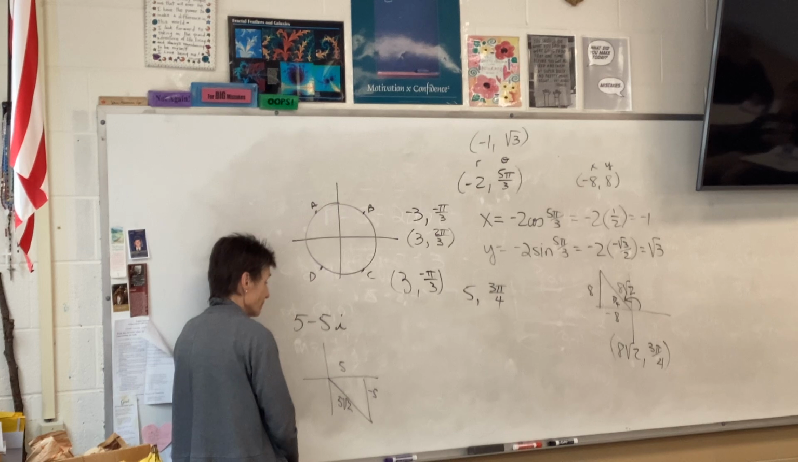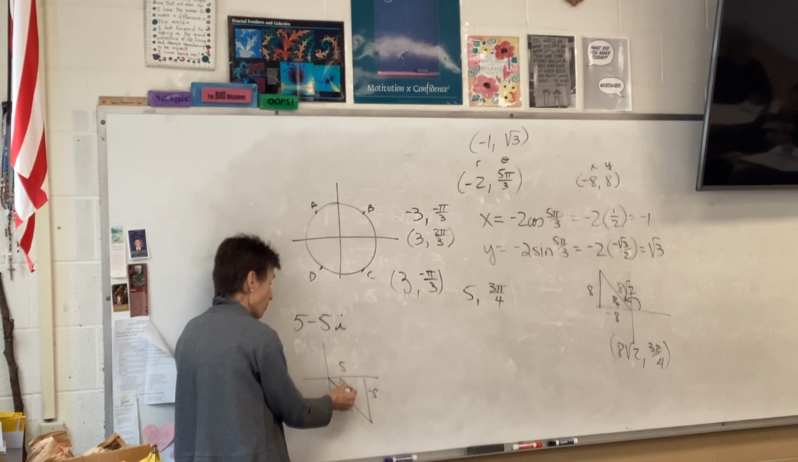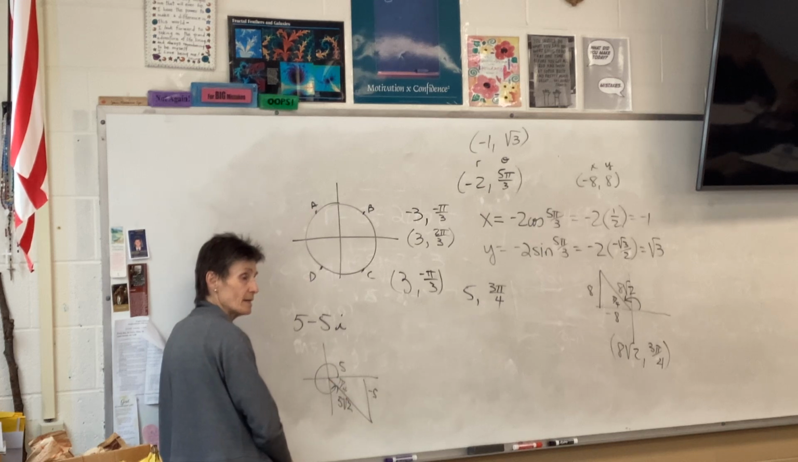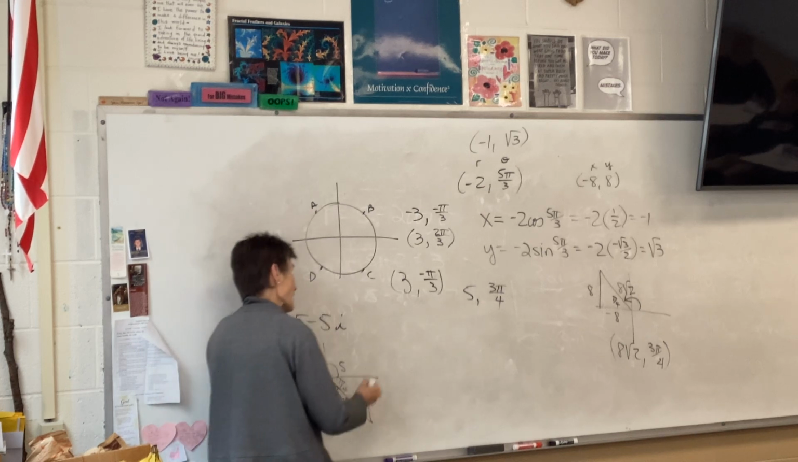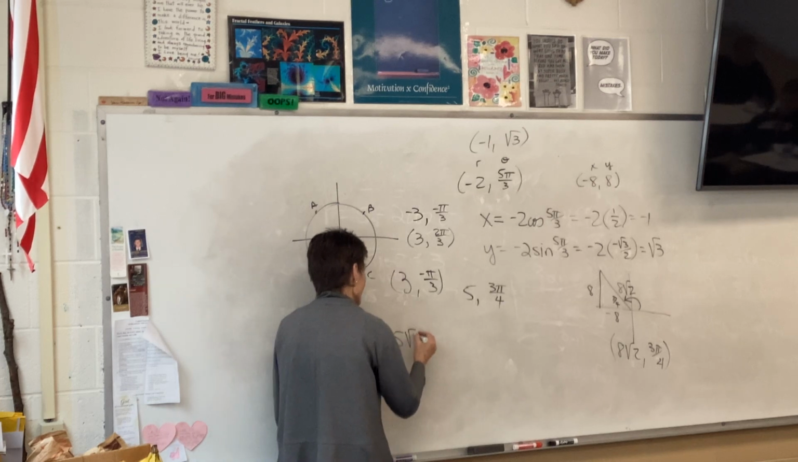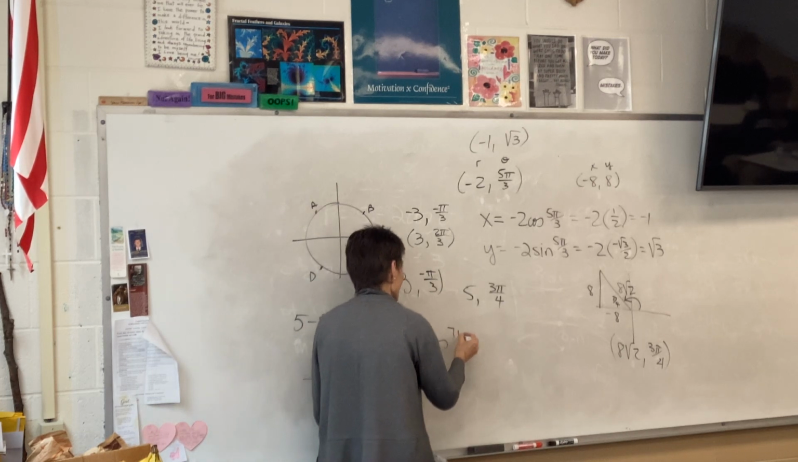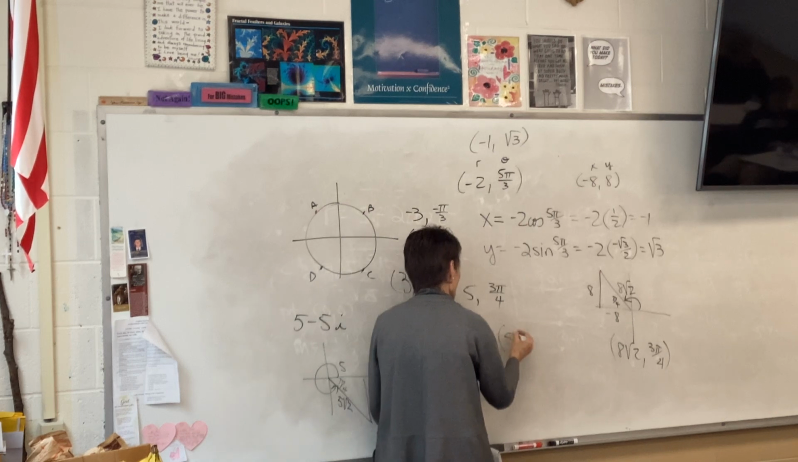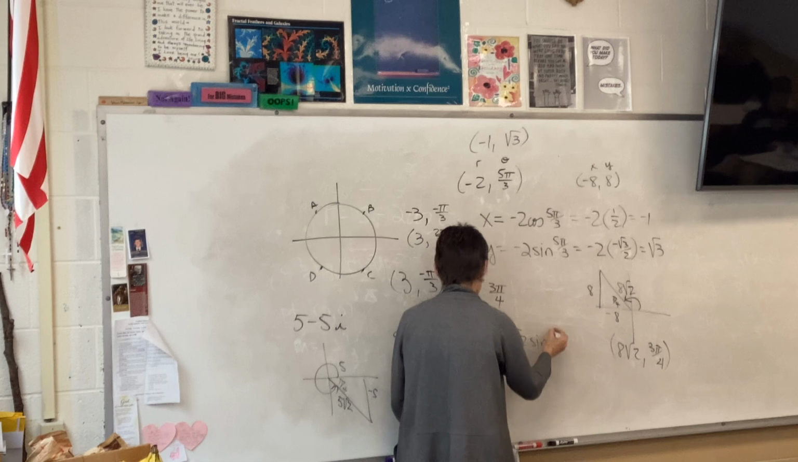5 root 2. Isn't this angle also pi over 4? Yeah. Which means my actual theta is 7 pi over 4, so my answer is 5 root 2 cosine 7 pi over 4 plus i 5 root 2 sine 7 pi over 4.